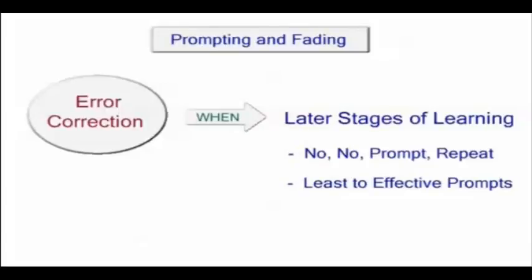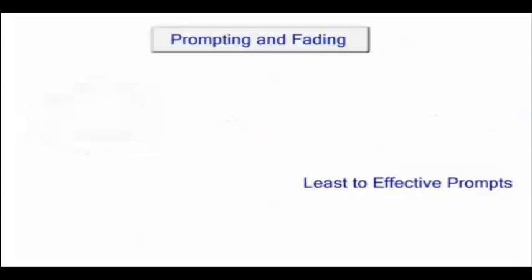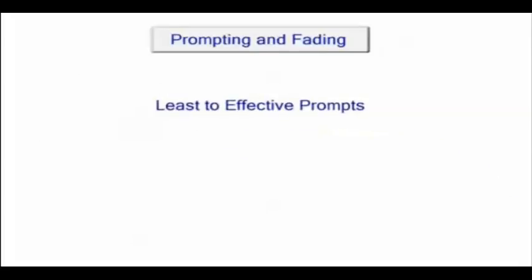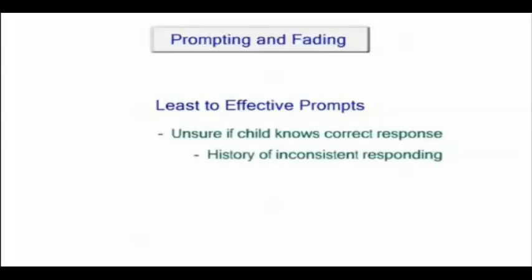Let's move on to the second error correction procedure you may be instructed to use in the later stages of learning, least to effective prompts. You will use this error correction when you are unsure if the child really knows the correct response. For example, a child may have a history of inconsistent responding or a known difficulty with a particular target.